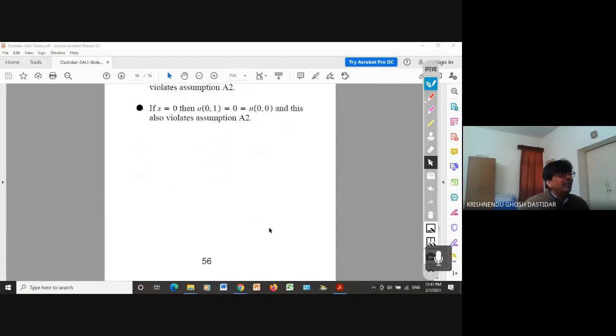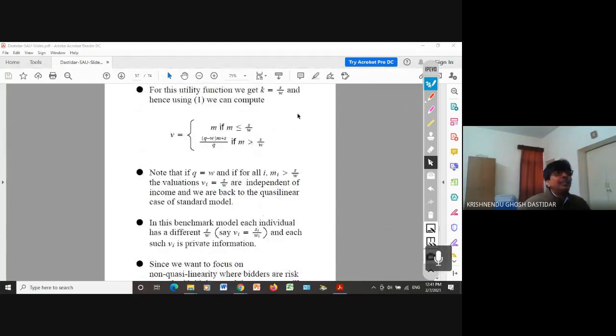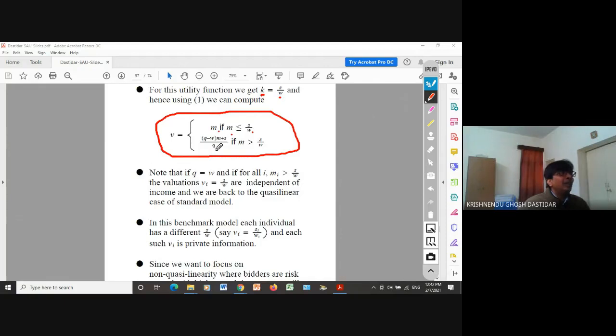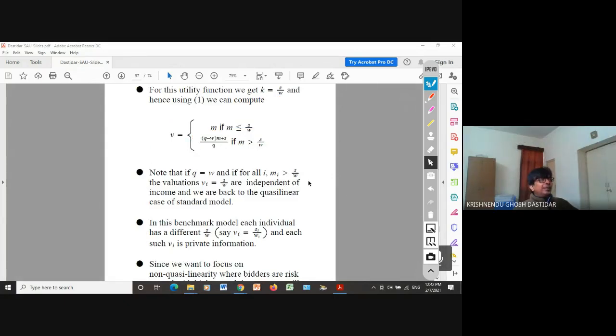Okay, and quickly, I don't have much time. For this utility function, we get K, that critical point, to be s by w, and the valuation function to be this. When m is less than K, which is equal to s by w, values are equal to income. When m is more than K, values are equal to this. Okay. Now, just to compare this case with the canonical model, note that if q equals w, we are back to the canonical model.